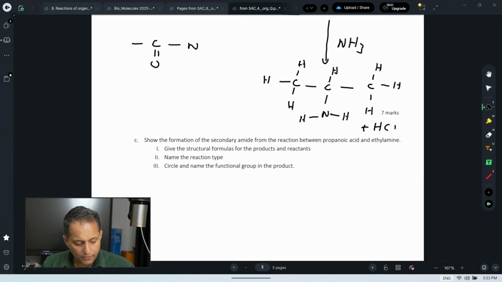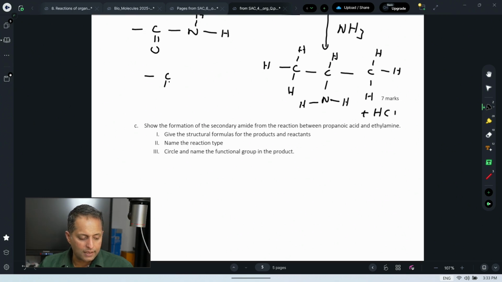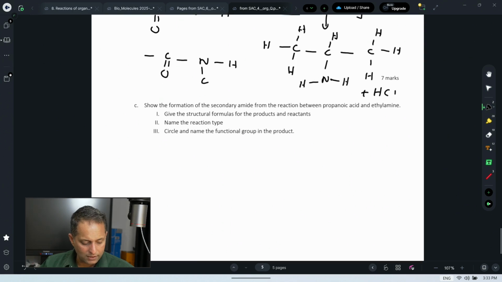If you want to make a primary amide, the N has to have two hydrogens. If you want to make a secondary amide, the N has only one hydrogen, so this has to be another carbon. They're asking us to make a secondary amide with propanoic acid and ethylamine. Yes, it's going to be a secondary amide.